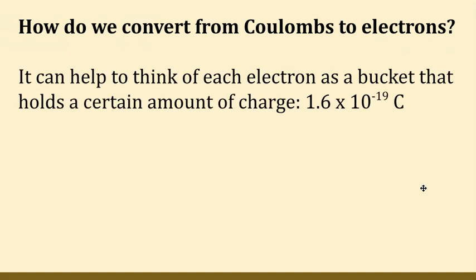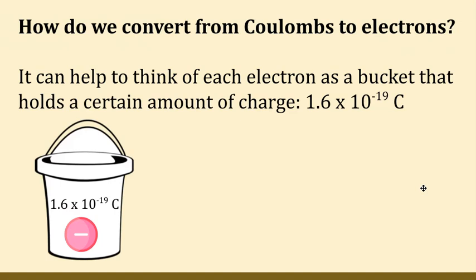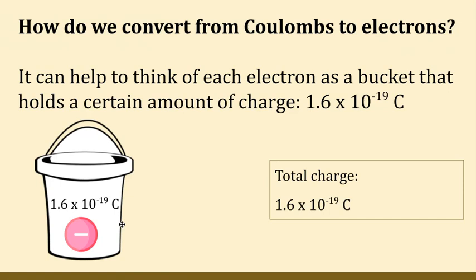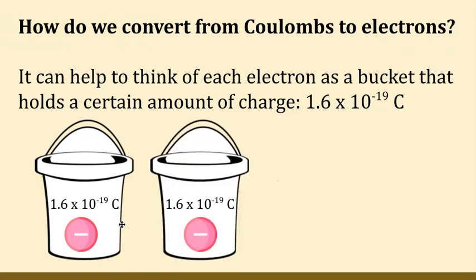It might help to think of each electron as a bucket that holds a certain amount of charge, and that charge is 1.6 times 10 to the negative 19 coulombs. So for example, this bucket would represent one electron, and I would put 1.6 times 10 to the negative 19 coulombs in it. That's how much charge this bucket can hold. So my total charge in this case would be 1.6 times 10 to the negative 19 coulombs. That one is pretty straightforward.